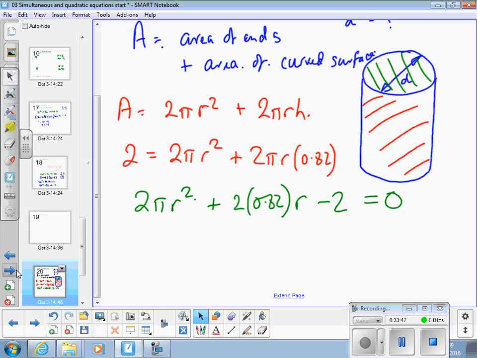Does anybody not follow what's been done there? Where's your... It's disappeared. Someone ate it. What's 2 times 0.82?